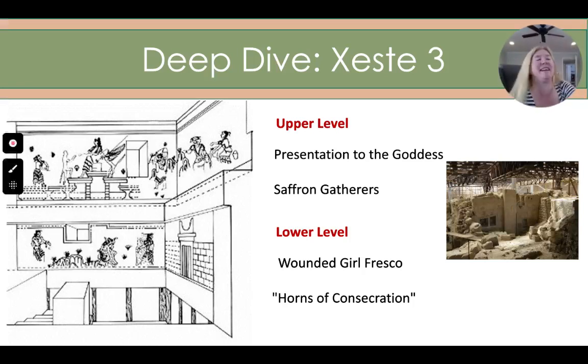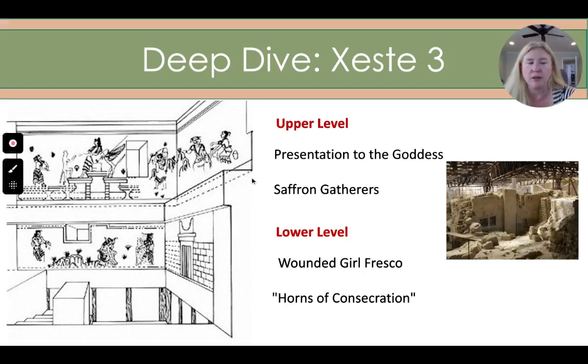All right. So here is Xeste 3. You can see it right here. It's got a couple of little windows. And you can see that it's preserved to quite a tall height. We don't usually see this in buildings that are over 3,000 years old, but there it is. There's Xeste 3. And here is what the inside of it looked like.